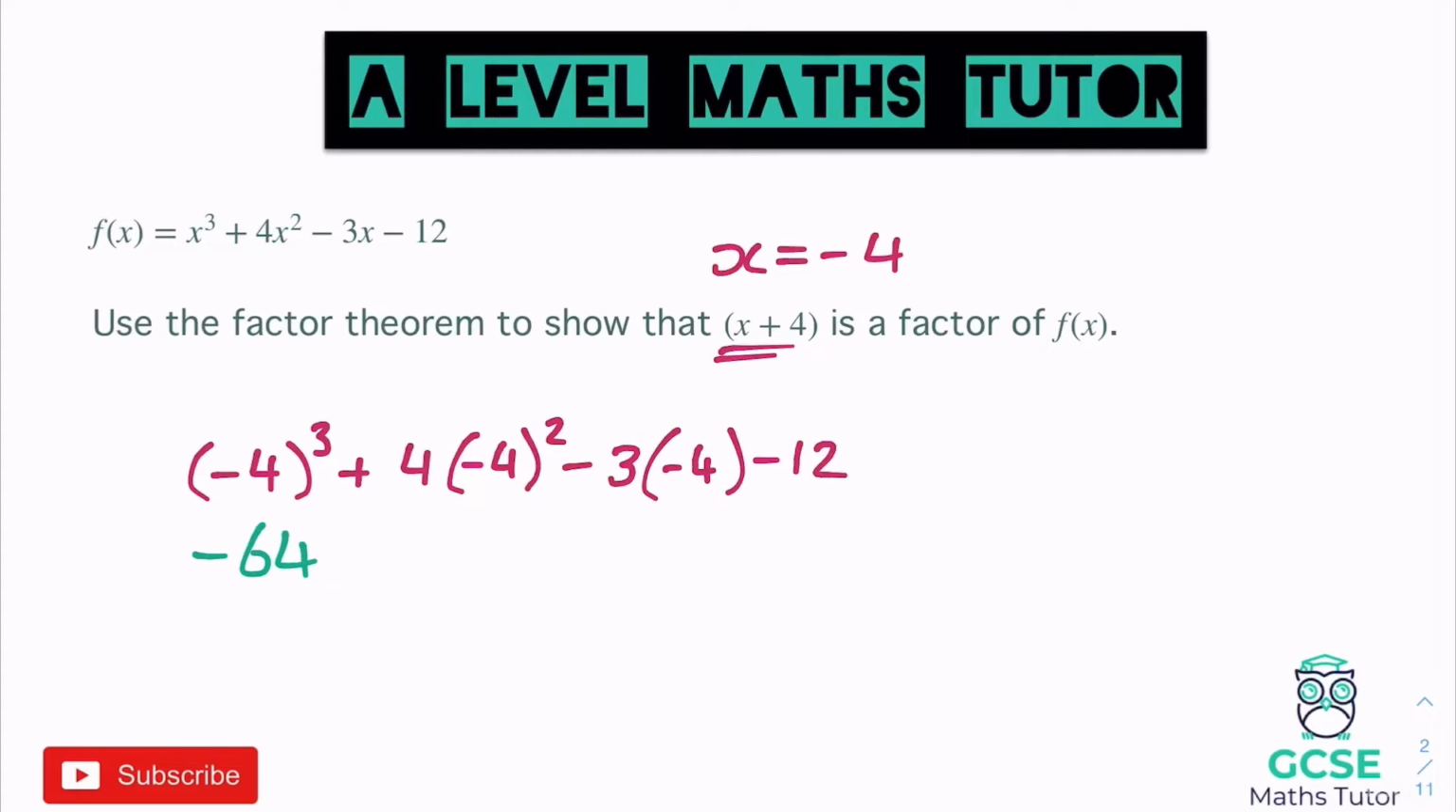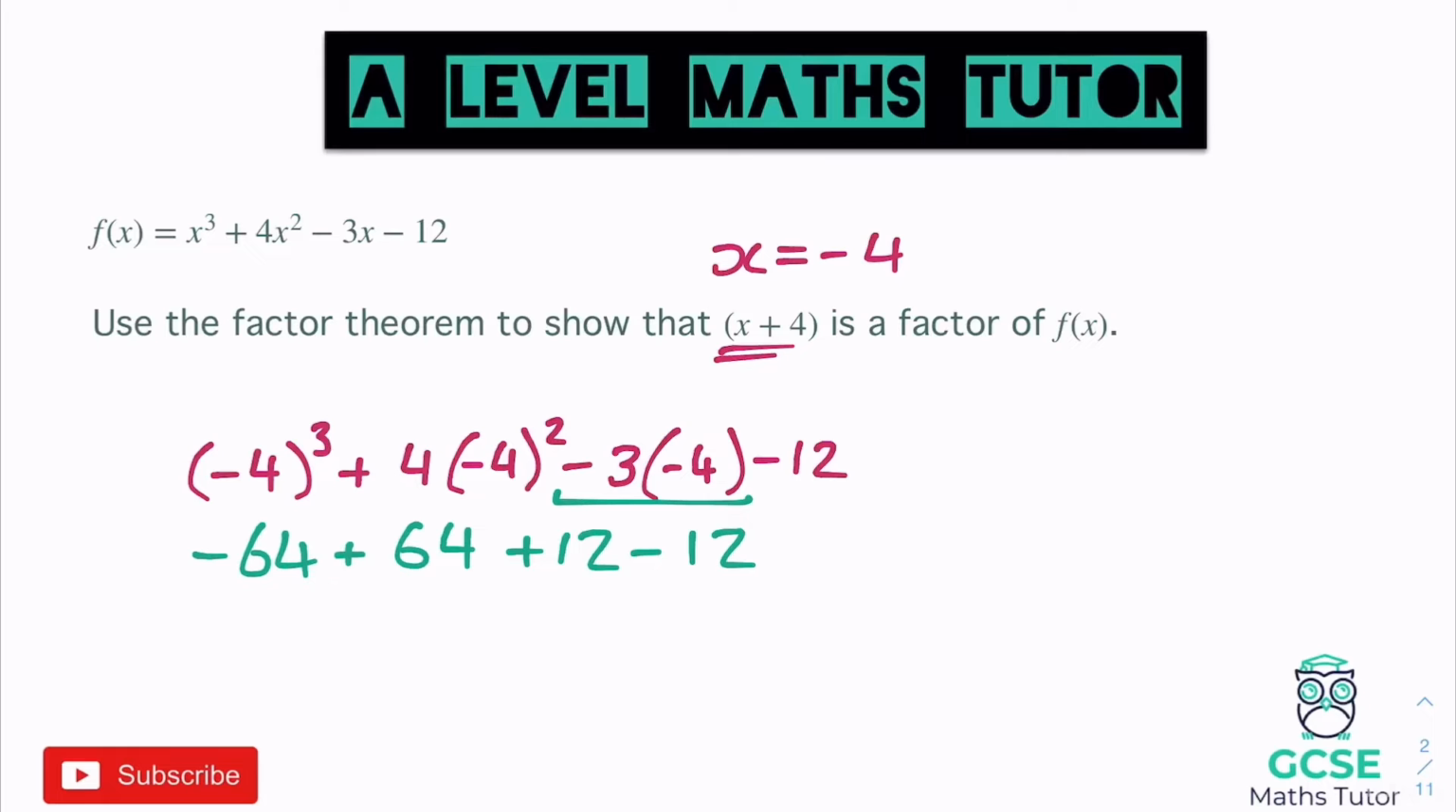And we're going to add to that 4 lots of negative 4 squared. Now negative 4 squared is 16, so it's 4 times 16, which is 64. So we have negative 64 plus 64. Take away 3 lots of negative 4. Now 3 lots of negative 4 is negative 12, and we're going to take away negative 12, so that's going to be plus 12. And then again we are going to minus 12.